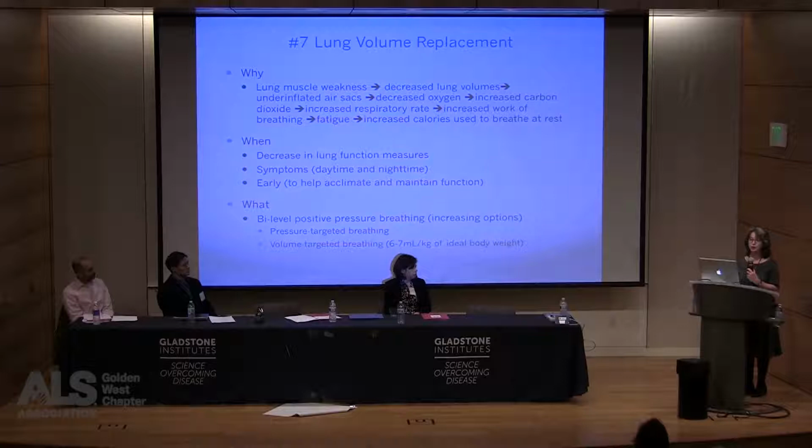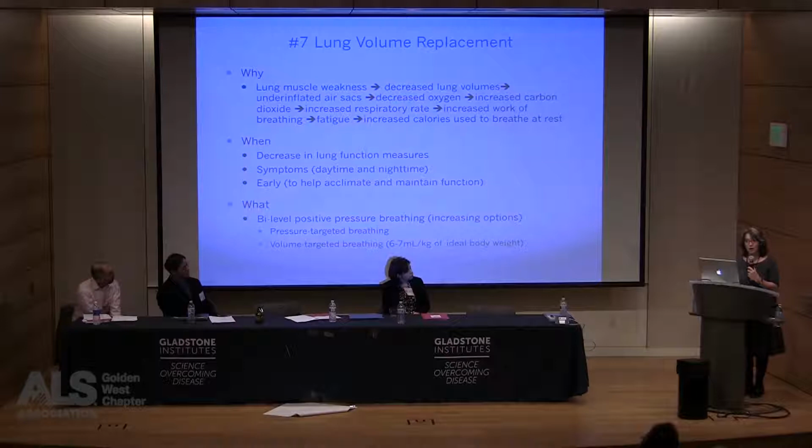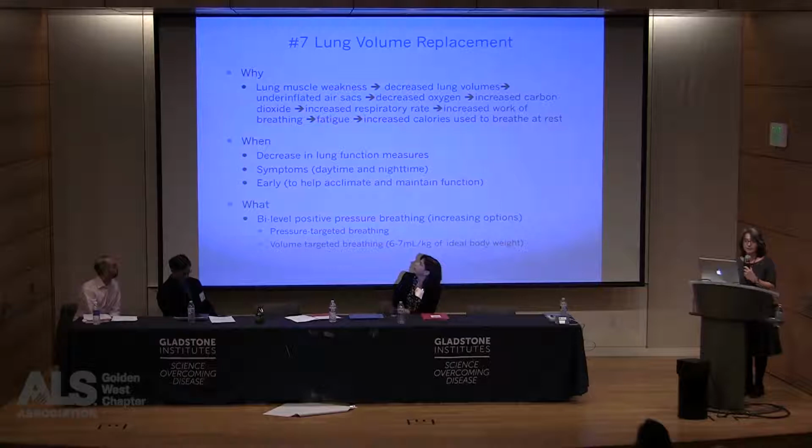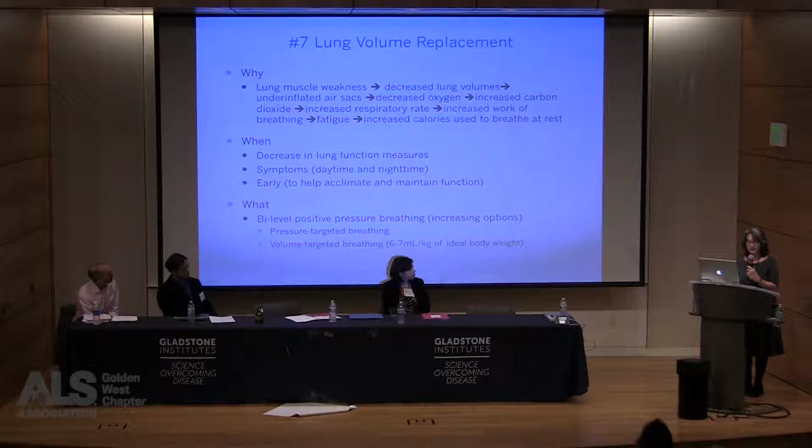When was a question that came from the internet, and what we do is measure your lung function at every clinic visit, and it's a combination of the decline in your lung function and your symptoms of respiratory insufficiency. It might be that when we do your lung function testing, it is within normal limits when you're sitting up in clinic, but you're reporting to us that you're waking up with headaches in the morning, you're feeling more fatigued, you're feeling like there's a heaviness on your chest when you lie down.